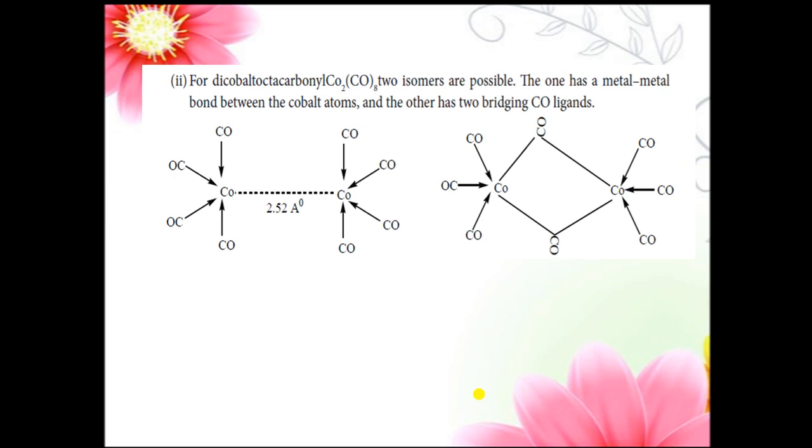The next example is dicobalt octacarbonyl. Here the two cobalt groups are connected by a bond, and the cobalt groups are also connected with terminal carbonyls. One form has a metal-metal bond between the cobalt atoms, and the other has two bridging CO ligands. Here the metal-metal bond is there and also the bridging carbonyl group is there.